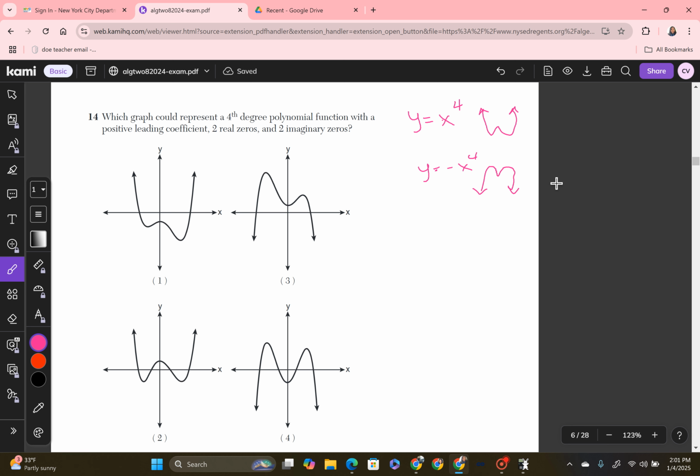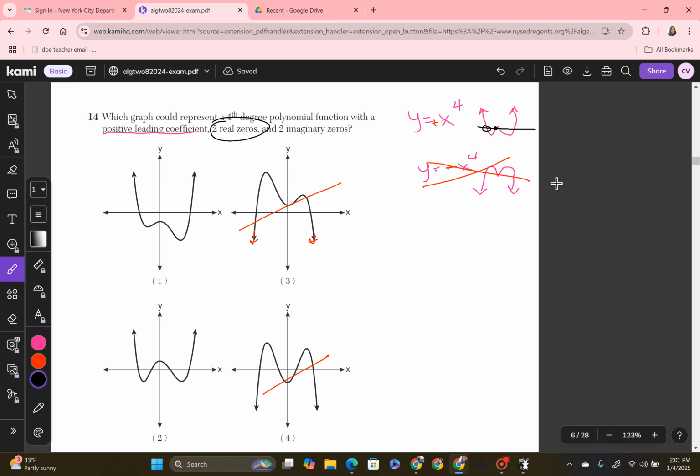But it says with a positive leading coefficient, that means that we do not have this scenario. It is not going to be negative. It's going to be positive. So it's going to look up. So automatically 3 and 4 are wrong. Why? Because these are facing down. Do you see that? All right. So now let's keep reading. It says with two real zeros. Zeros are where it crosses the x-axis.